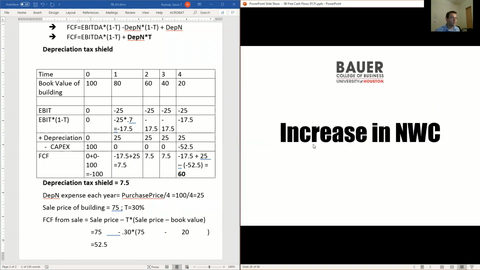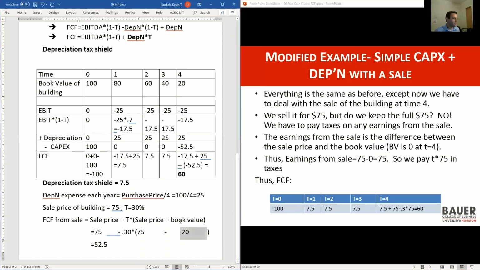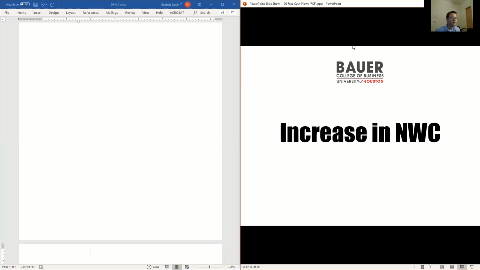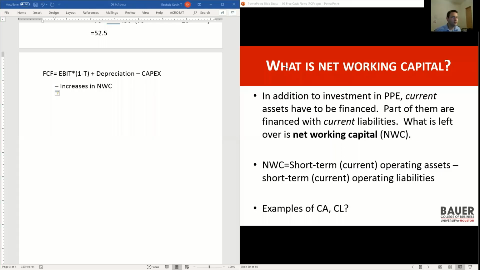Okay, so that covers our CAPEX and our depreciation and our EBIT. The last piece I want to talk about are increases in your net working capital. We said that these are increases in short-term assets. This part of free cash flow is probably the trickiest. There's a lot going on, but as long as we're very careful and we approach it systematically and take it piece by piece, I think it is quite manageable.